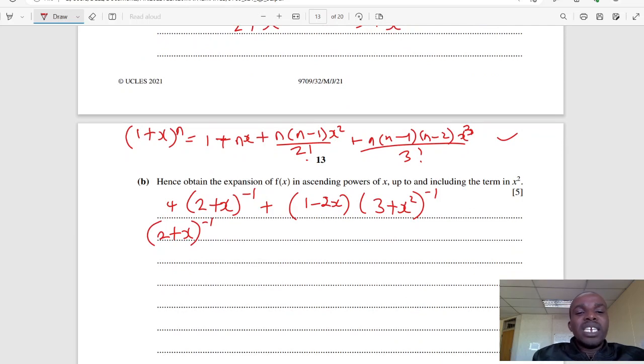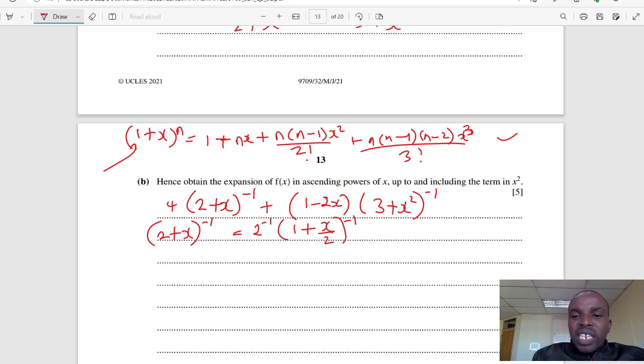But make sure that this part must always be 1. If it's not 1, first thing you have to factor out. So it will be 2 to the power minus 1. Factor out 2, divide by 2 inside. So it will be 1 plus x over 2 to the power minus 1.